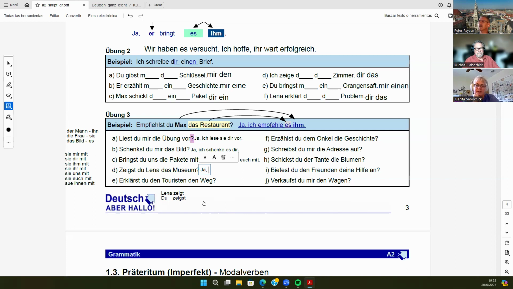Okay. So once again, we have somebody speaking. The somebody speaking is a third person. The third person is asking you, are you going to show Lena the museum? Okay. So museum being das Museum. How do I conjugate das Museum?